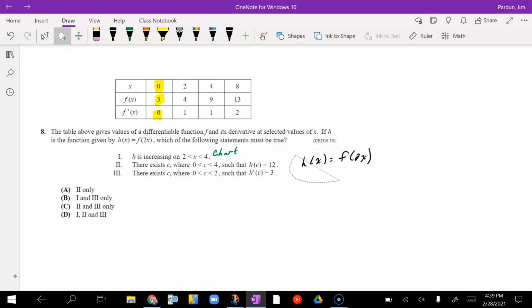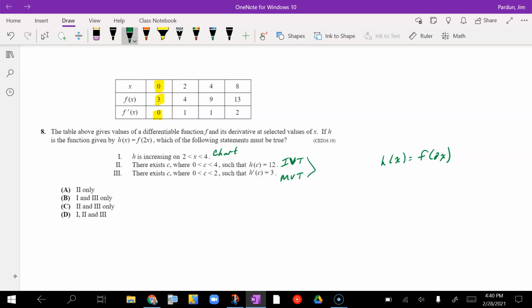The second bullet point says that there exists a c between 0 and 4 such that h of c is equal to 12. So that's an intermediate value theorem problem, an IVT, which we'll talk about. And then part 3: there exists a c between 0 and 2 such that h prime of c is equal to 3. So that's a mean value theorem.